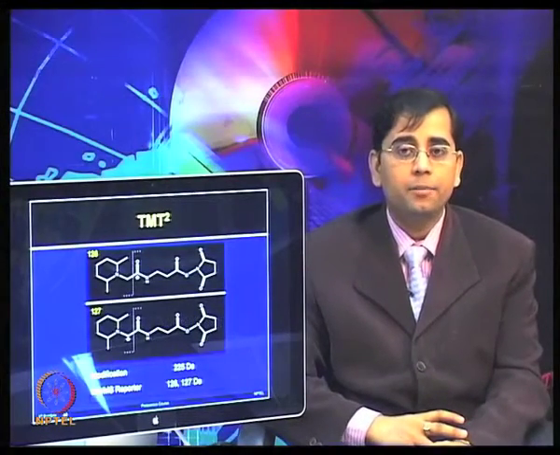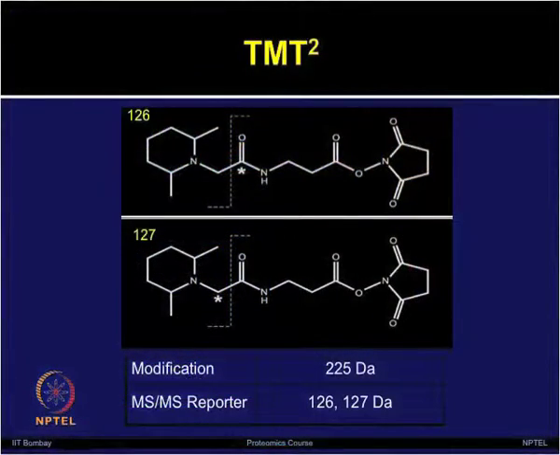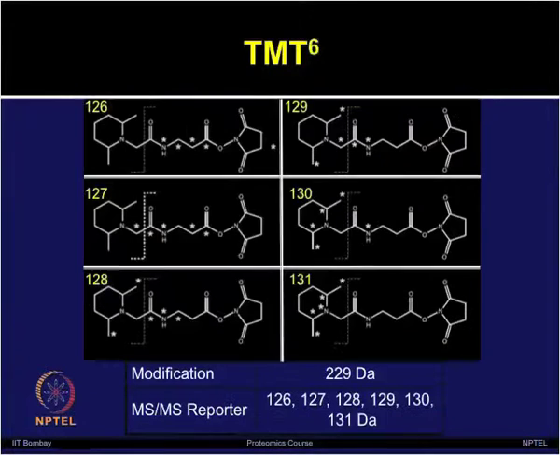Now, let us look at TMT duplex. The TMT duplex reagent allows for the comparison of two samples: 126 and 127. These are two different MS reporter ions available, and the modification is 225 Daltons. Let us now look at the TMT 6-plex reagent. It allows the comparison of up to 6 conditions. The MS reporter ions, as you can see in the structure, are 126, 127, 128, 129, 130 and 131 Daltons.